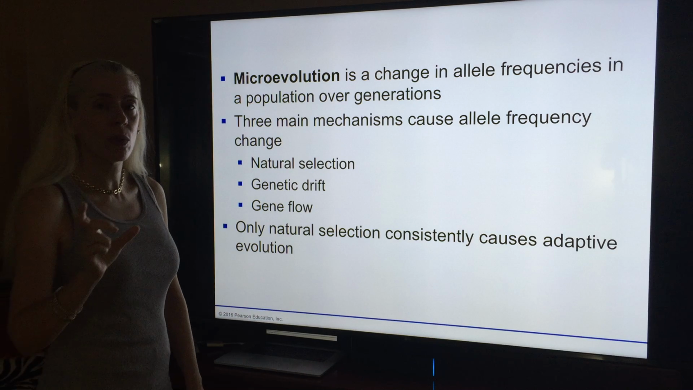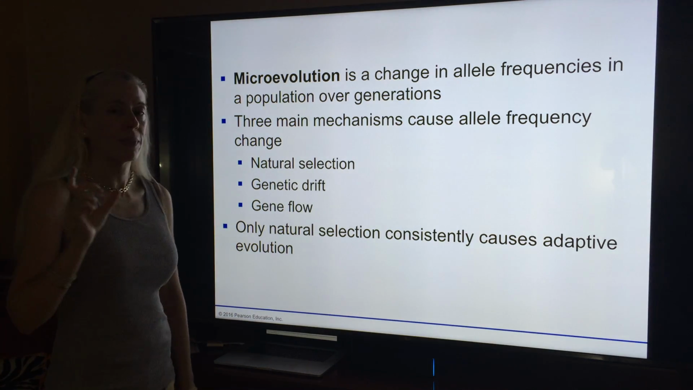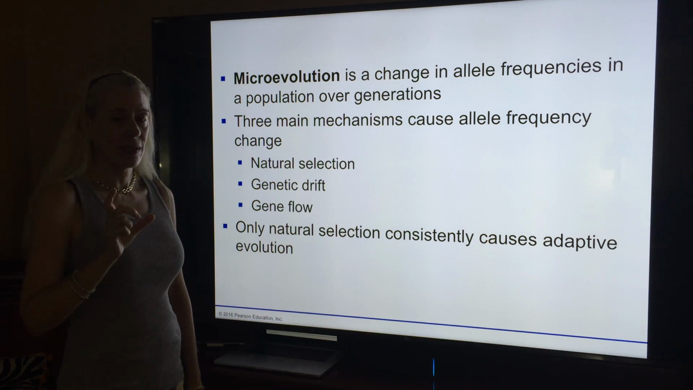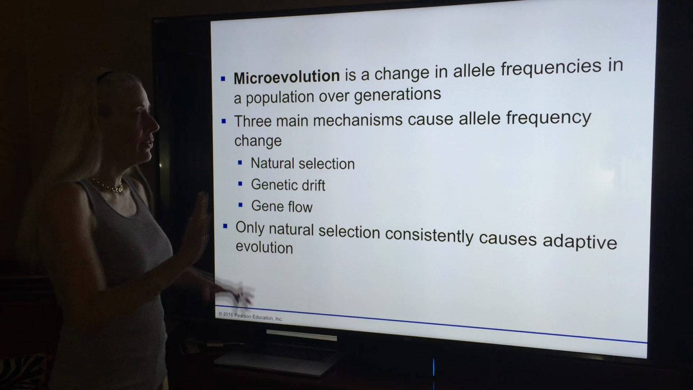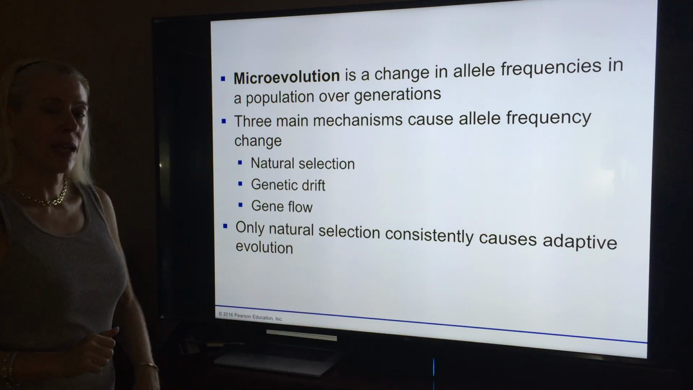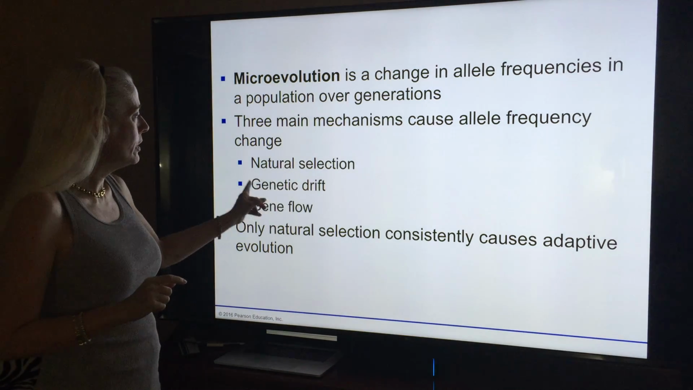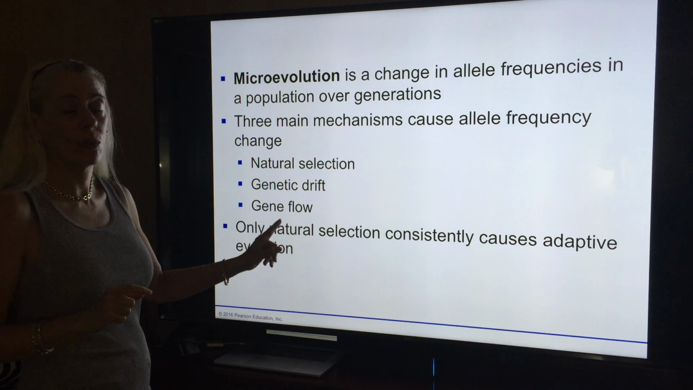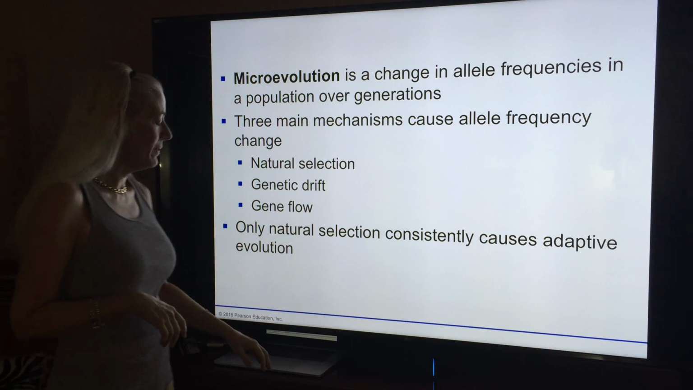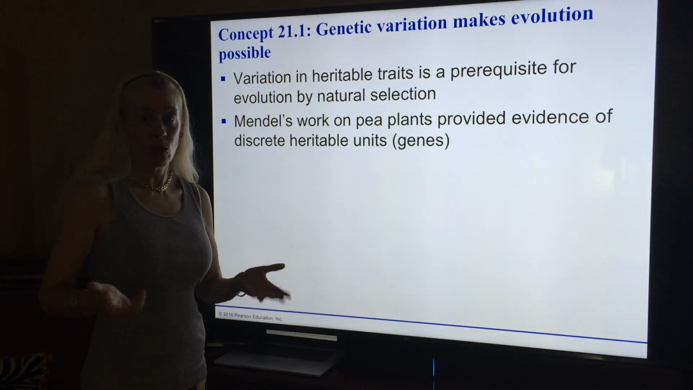So, microevolution. This is where we get down to it. It's the change in the allele frequencies of a population over generations. The change in allele frequency. That's what's important for you to know. Three mechanisms are causing this, and we need to know those. You need to know the difference between natural selection, genetic drift, and gene flow. And only natural selection consistently causes adaptive evolution. So, obviously, we'll go through those three.